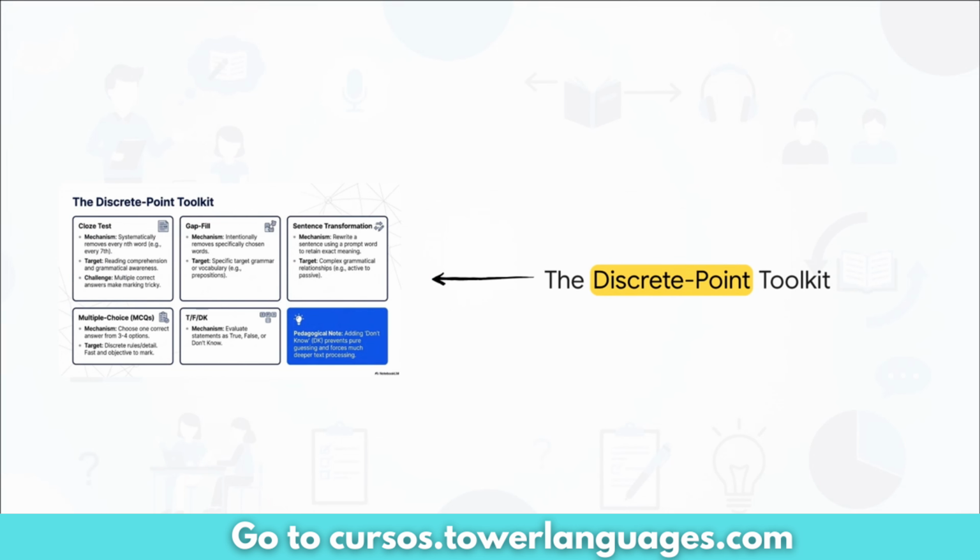Let's zoom in on that first side, the discrete point toolkit. These are your objective tools. Take gap fills, for instance. They're absolutely perfect for testing specific targets. Like if you just taught a lesson on prepositions, a quick gap fill checks that structural understanding instantly. True-false activities are another great one here. Oh, and here's a pro tip. Adding a don't know option is a total game changer. It prevents pure guessing and actually forces your students to process the text much more deeply.